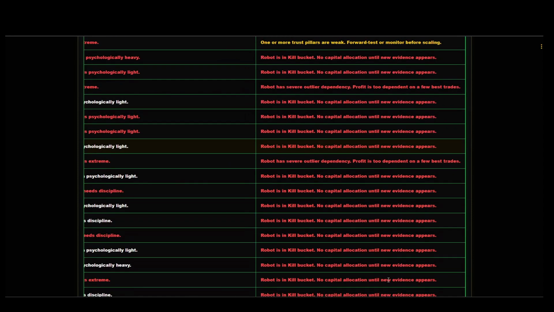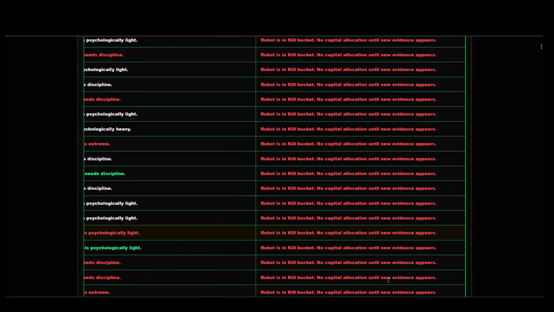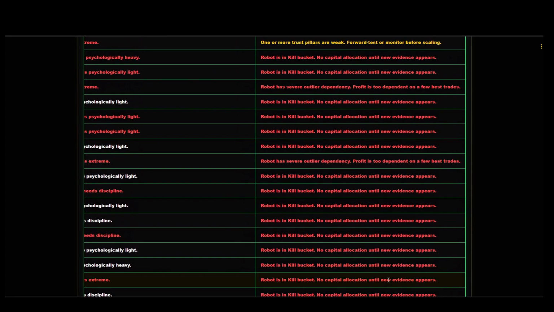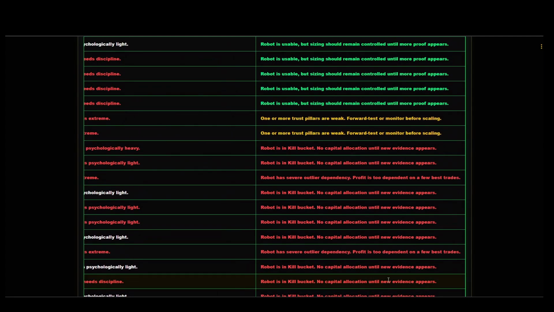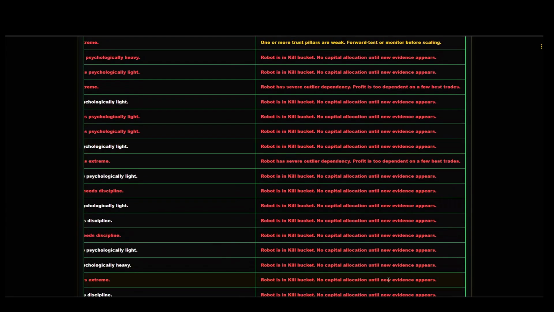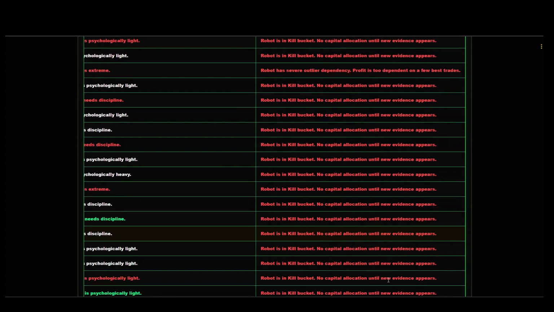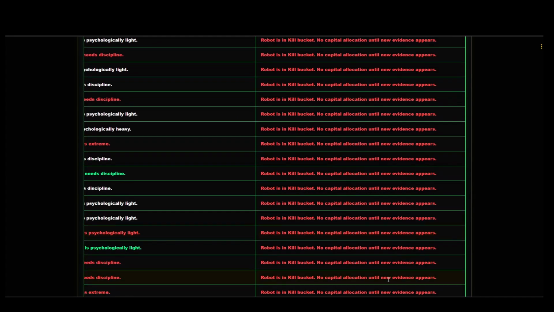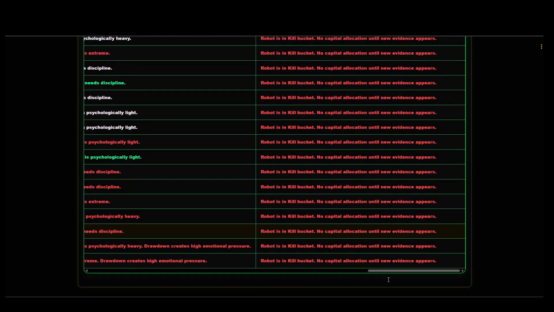And the weakest profiles become full not ready structures, where the workflow detects severe outlier dependency, poor recovery behavior, psychological instability, weak trust pillars, or structurally dangerous capital conditions. So at this point, the framework is no longer behaving like a normal EA report. It is behaving much more like a real institutional allocation review system, where profitability alone is no longer enough, and long-term structural durability becomes the main requirement for trust.